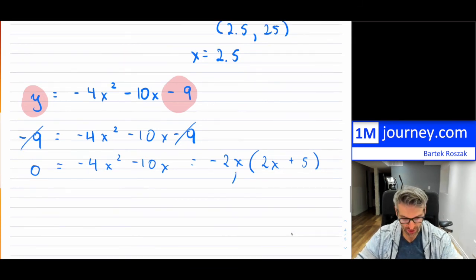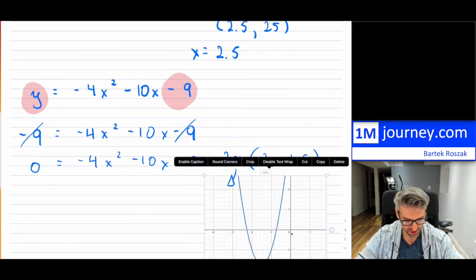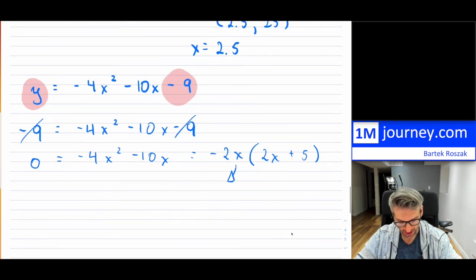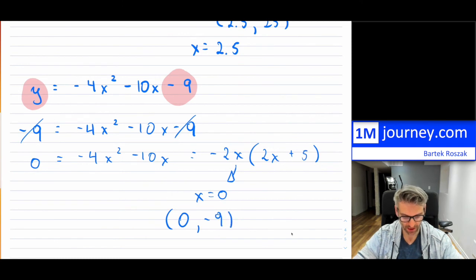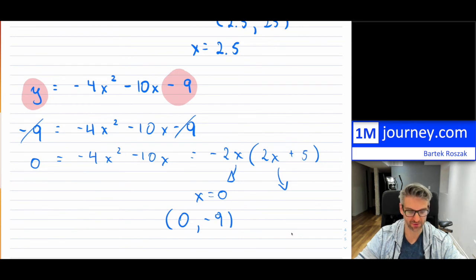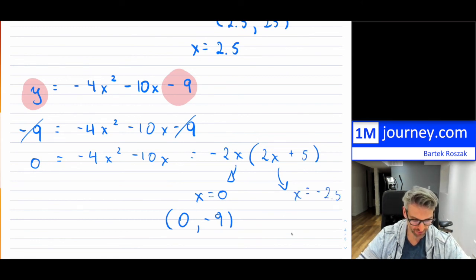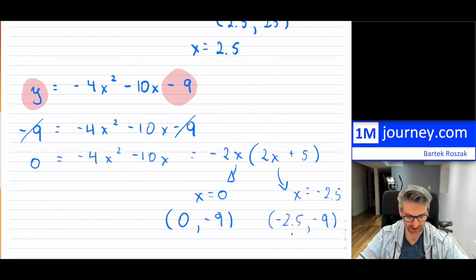And now again, notice my first point is going to be at x equal to 0. So that's my first point, (0, -9) on the graph. And then the second point right here, if I solve this, 2x plus 5 is equal to 0. What I'm going to have is that x is equal to negative 2.5. So that means I have (-2.5, -9) as my second point.